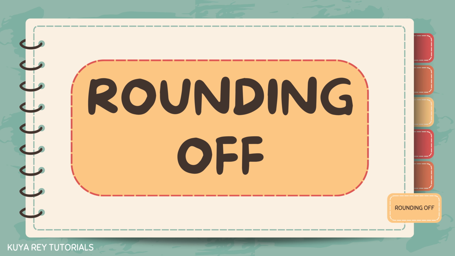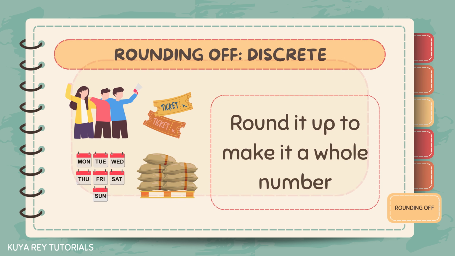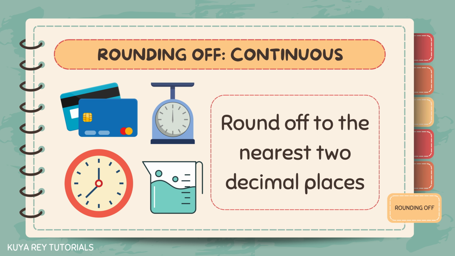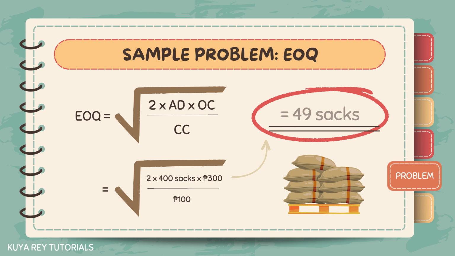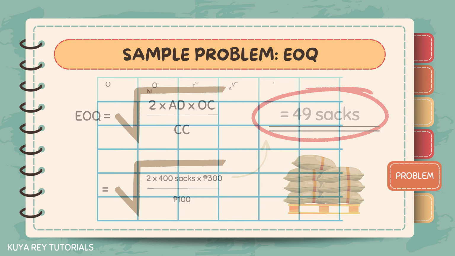An important note here about rounding off answers. If the units are discrete, then always round up to make it a whole number. Some examples of discrete units are the number of people, tickets, days, and sacks. If the units are continuous, then round off to the nearest 2 decimal places. Examples of continuous units are amount of money, number of kilos, hours, and liters. So in this case, the accepted answer is 49 sacks of flour.